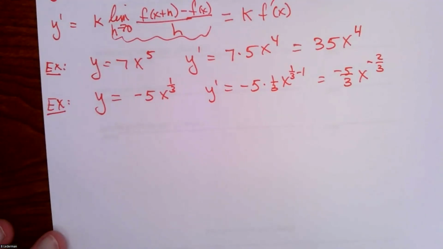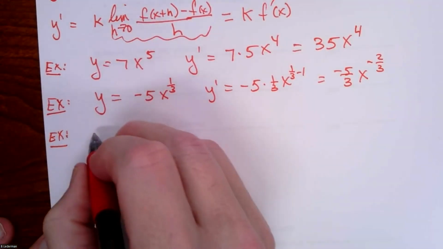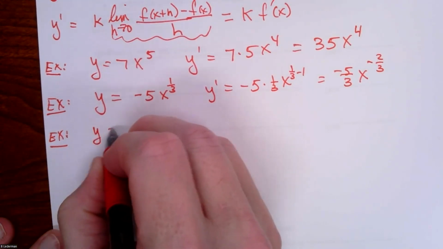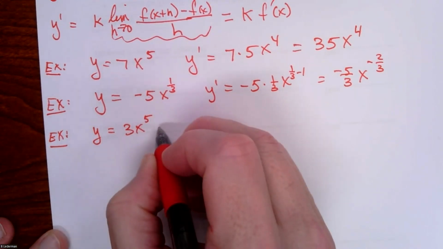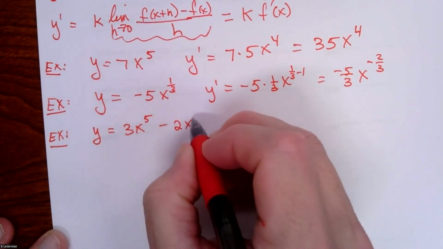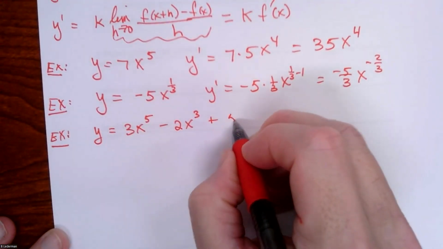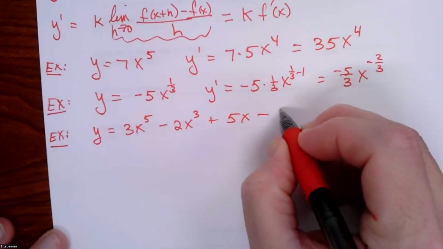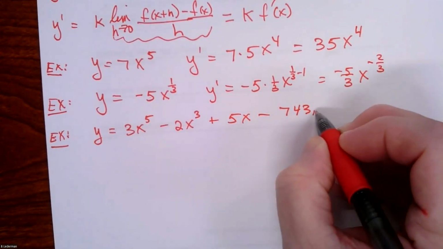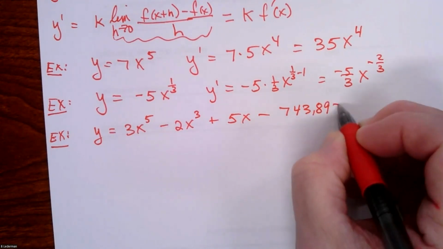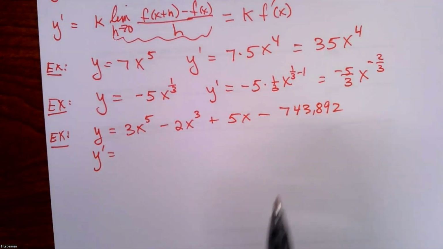Now I'm going to do an example. Suppose we have y is equal to 3x to the 5th minus 2x to the 3rd plus 5x minus 743,892. Well, y prime, we're going to use now.